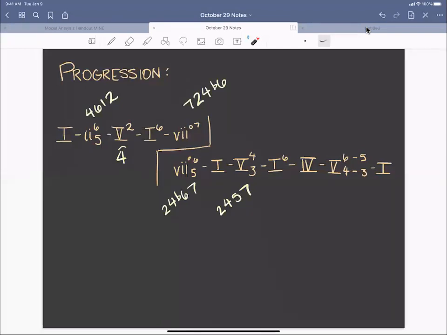And now let's spell up that 7 chord. 7, 2, 4, 6, 4, 2, 7. Change your numbers. 4, 6, 7, 6, 4, 2. Down a whole step. Very similar chord here.